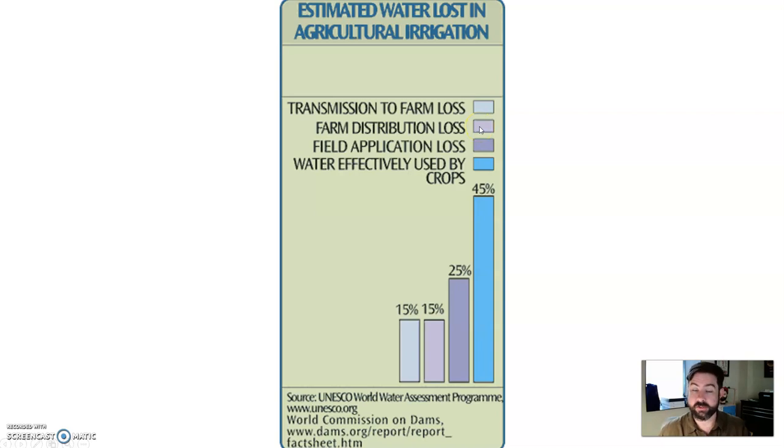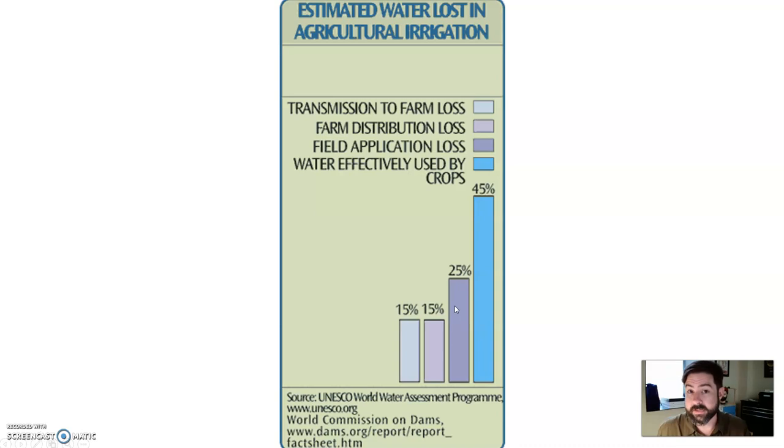15% of it is distribution loss. As it goes from one pipe to the next, it leaks out. It doesn't go where it's supposed to. And then transmission to the farm: getting it from a canal or from someplace to the farm, 15% of it is lost as well. So you'll lose 55% of it before you even get a chance to spray it on the crops. Or when you do apply it to a field, it evaporates away, it doesn't have time to soak in.